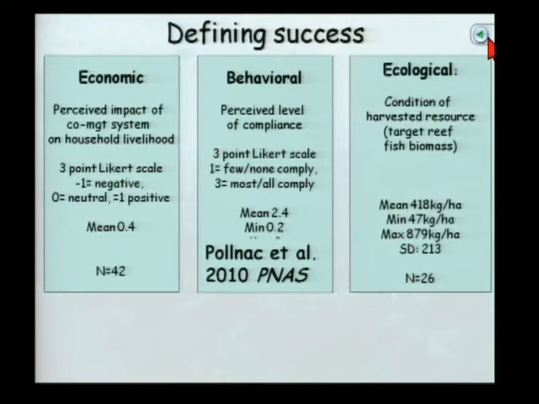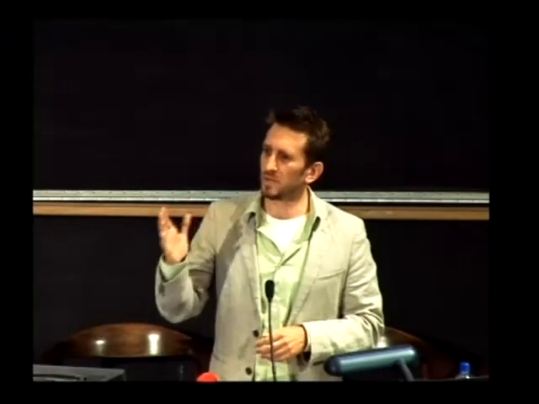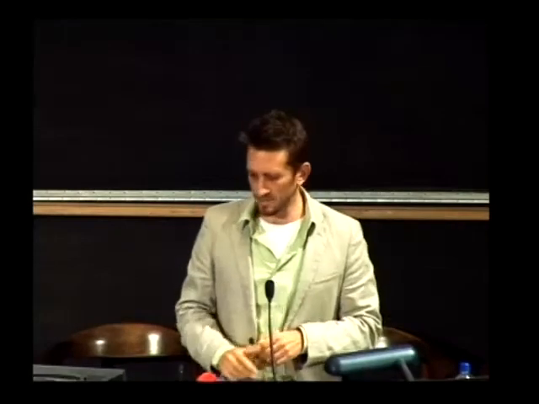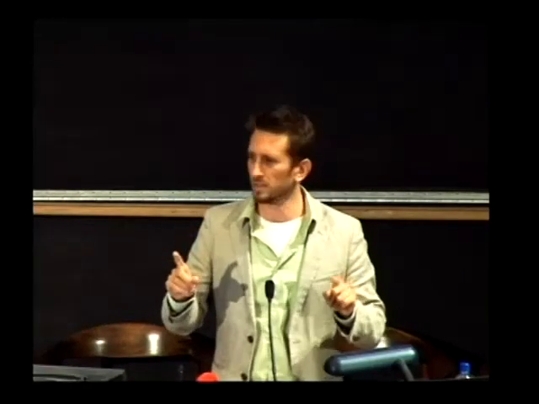And lastly, we looked at the condition of harvested resources in terms of target fish biomass. So the couple of key points that we found here was that overall resource users felt like co-management was actually benefiting them, on a scale of -1 to 1. It was at about 0.5, so overall they had positive perceptions. Secondly, they felt like things were being relatively well complied with, but there were limited infringements happening there. And thirdly, what we found was these different dimensions were not correlated.